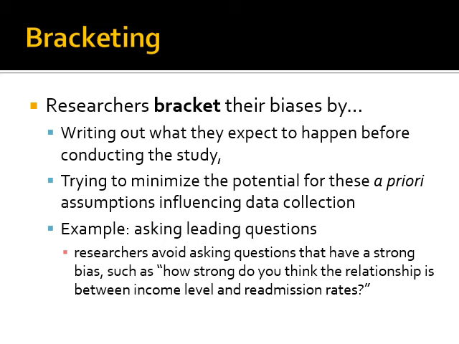this question is grounded in bias, because essentially the assumption is that income level impacts readmission rates, and the question is about how strongly it impacts readmission rates. There's already an assumption that it does impact readmission rates. So the assumptions within a question indicate biases and are something to be quite mindful of when you're doing qualitative research.